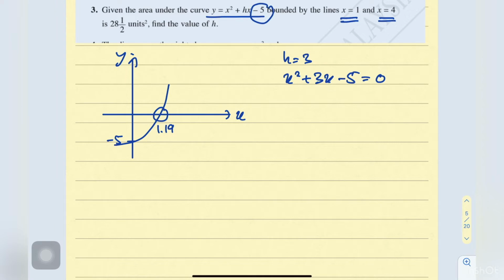Okay, so then x equals 1 is somewhere here, and x equals 4 is somewhere here, meaning that we got two separated areas. So that's why, I'm so sorry, I cannot solve this question. Therefore, I'm going to skip this question. So we are going to do question number 4.